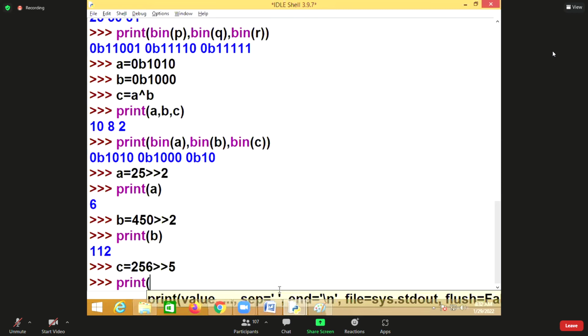Now tell me, 256 right shift to 5 means 256 divided by 2 to the power of 5.